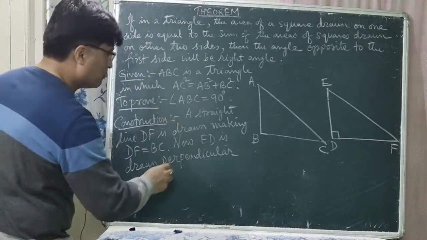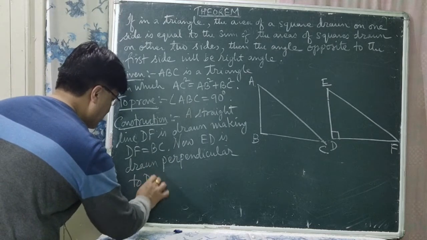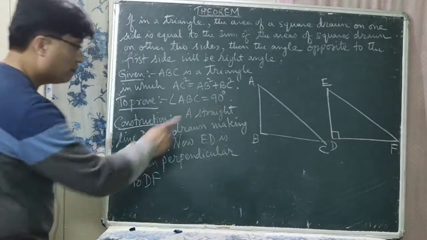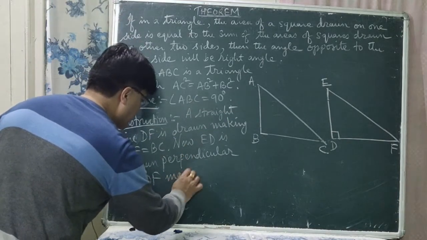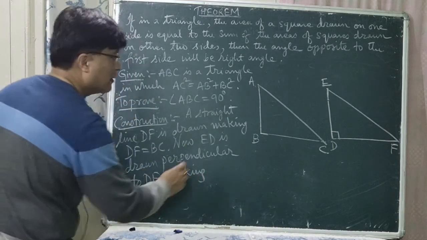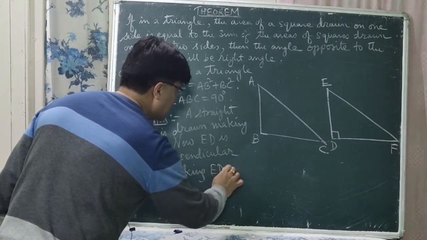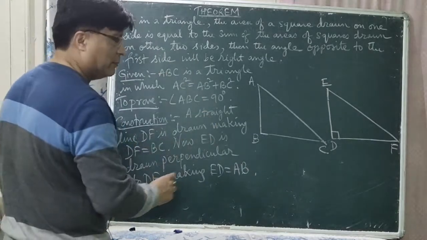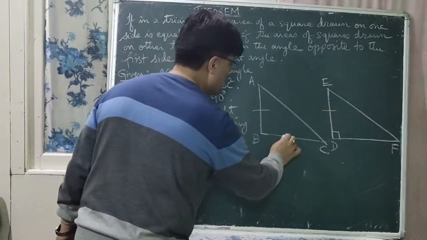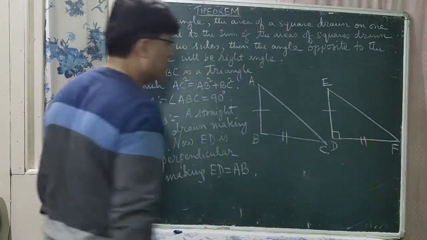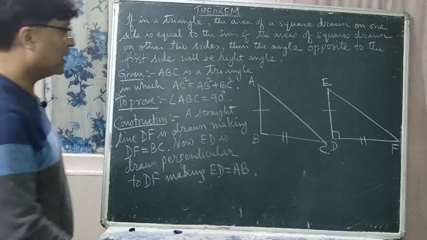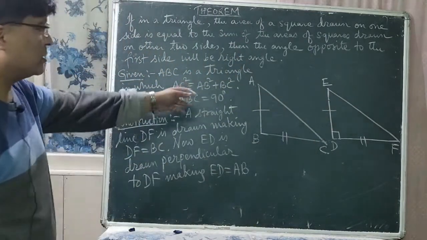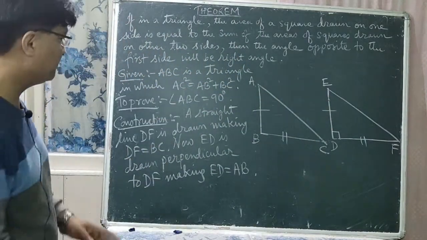Now ED is drawn perpendicular to DF, making ED equal to AB. These two sides are equal. These two sides are also equal. That is, here BC is equal to DF and AB is equal to ED. Is that clear?